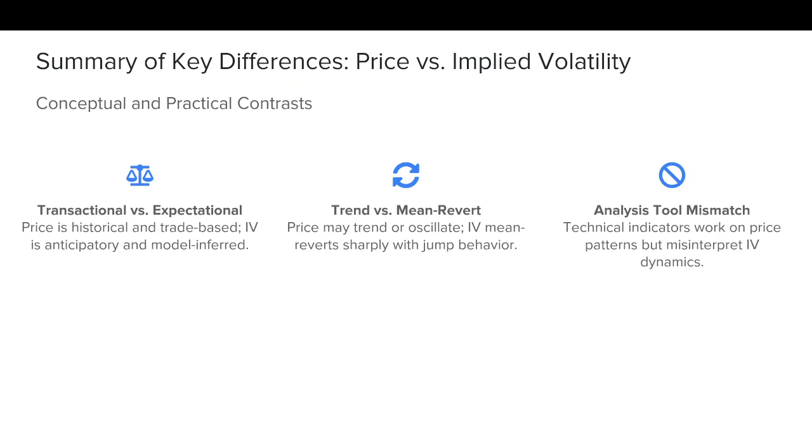Okay, this is a summary which brings together the central differences between stock price and IV. Stock price reflects completed transactions shaped by crowd behavior and economic data. It's historical and subject to trending or oscillating patterns. So far we have understood this. In contrast, IV is forward-looking, derived from models rather than trades. It exhibits mean reversion and sudden jumps, often with no continuation pattern. These traits make it incompatible with trend-following indicators.